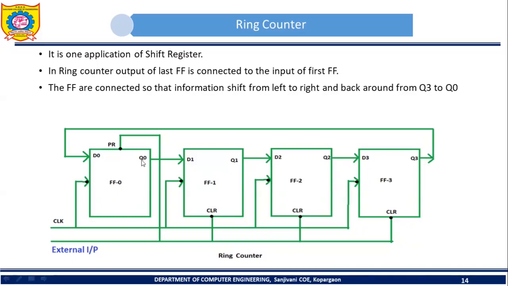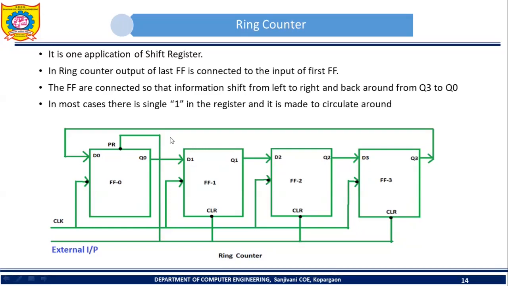So in case of a ring counter, what happens? The information which is represented by Q0 will be shifted into Q1, Q1 will be shifted into Q2, Q2 will be shifted into Q3, and again Q3 will be shifted into Q0. In most cases, there is a single one in the register and it is made to circulate around the register.